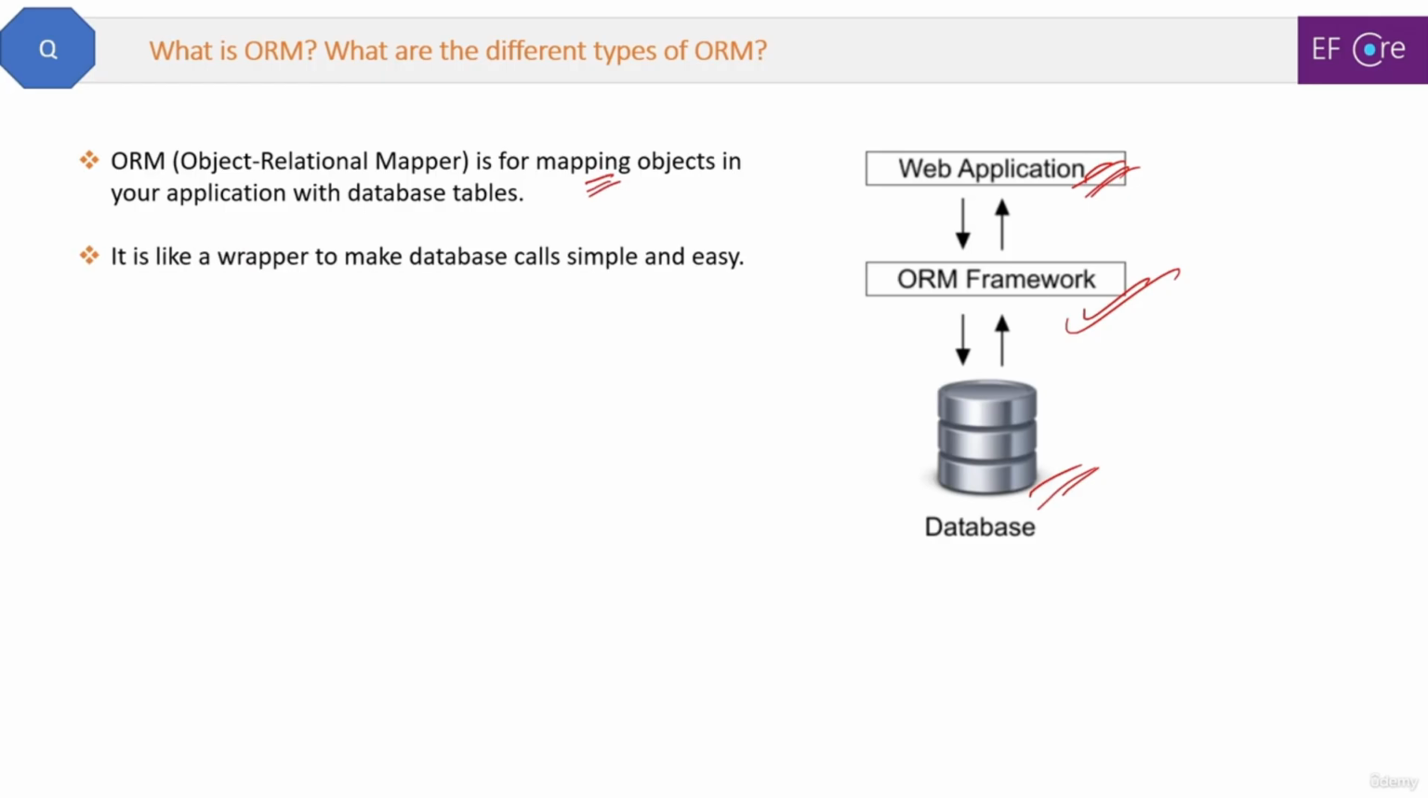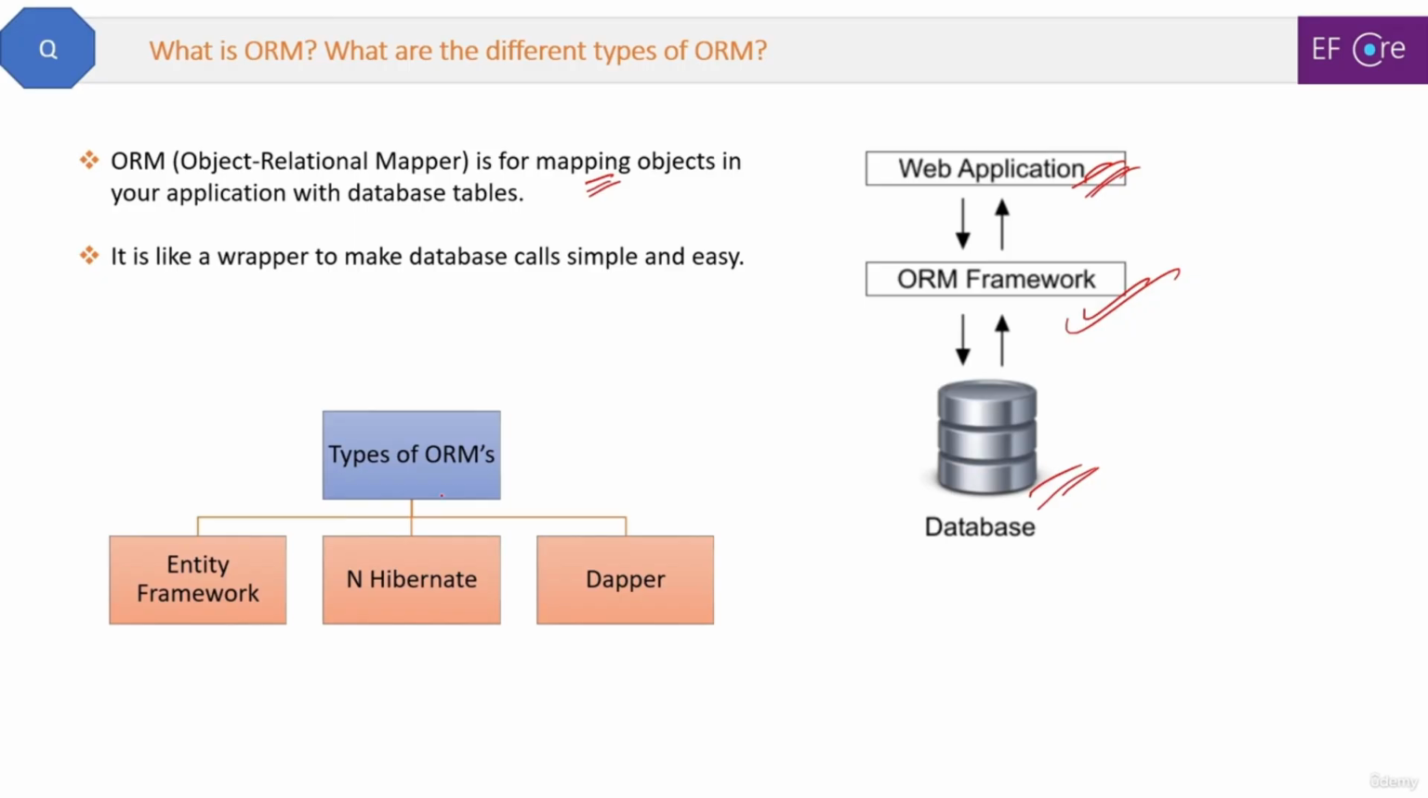It is like a wrapper to make database calls simple and easy, right? And the other option we have to connect to the database is ADO.NET in .NET Framework, but ORM is like a wrapper over it. With ORMs like Entity Framework, you have to write less code in comparison to ADO.NET. And here are the types of ORM we have for .NET: Entity Framework, Hibernate and Dapper. Entity Framework is the one which is mostly used, and we will talk about it more in upcoming questions.